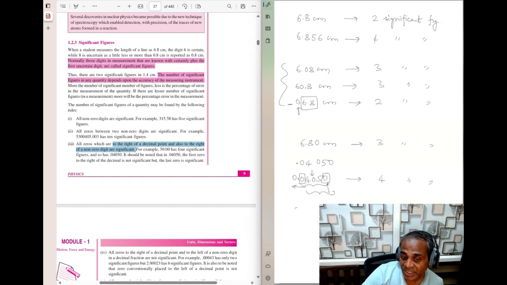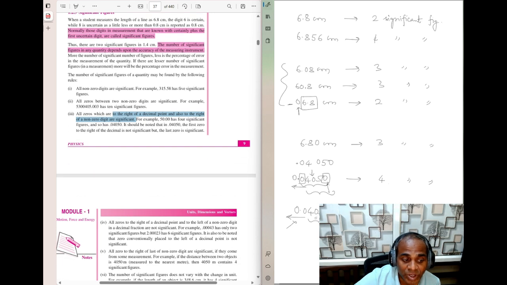Let's again understand it. 0.04050. This 0 is significant. This 0 is significant. So these are 4 significant digits. These two zeros are not significant. So therefore, 4 significant digits.